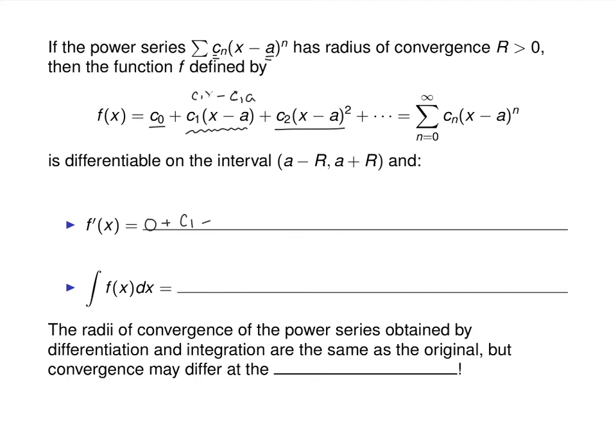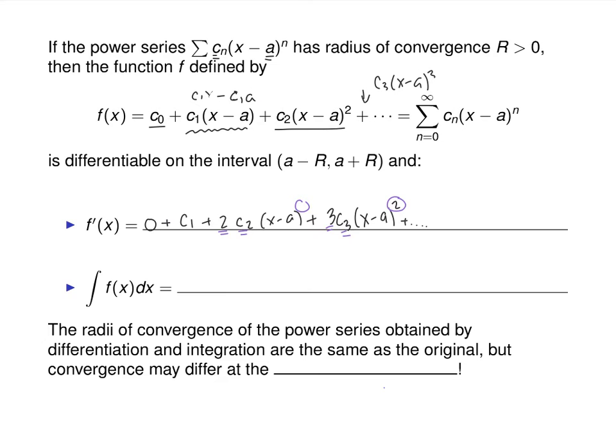Next, we'll have 2c2 times x minus a. The next term we would have added in there would be c3 times x minus a to the 3rd. So we'll have plus 3c3 times x minus a to the 2nd. And you can see there you get some kind of pattern. So the first thing to notice is that the coefficient matches the number of the term. The second thing to notice is that the power is 1 less than that coefficient.